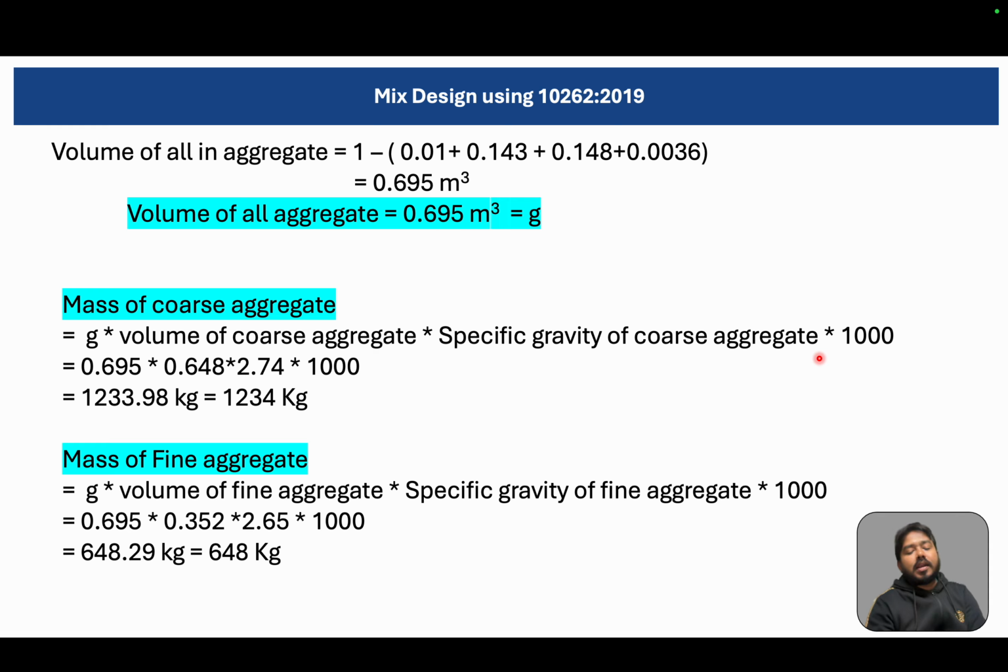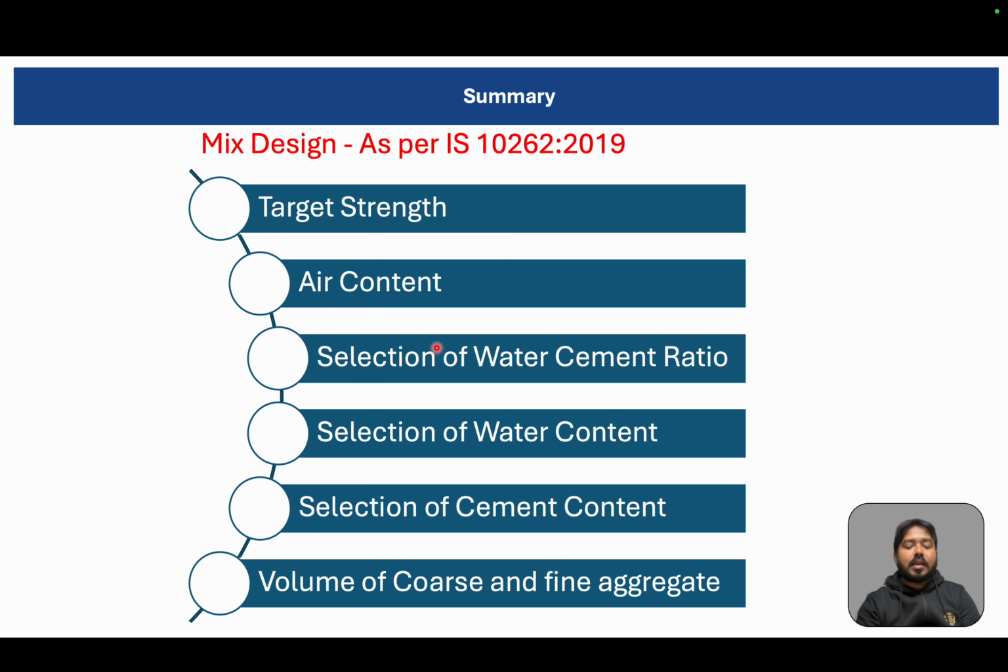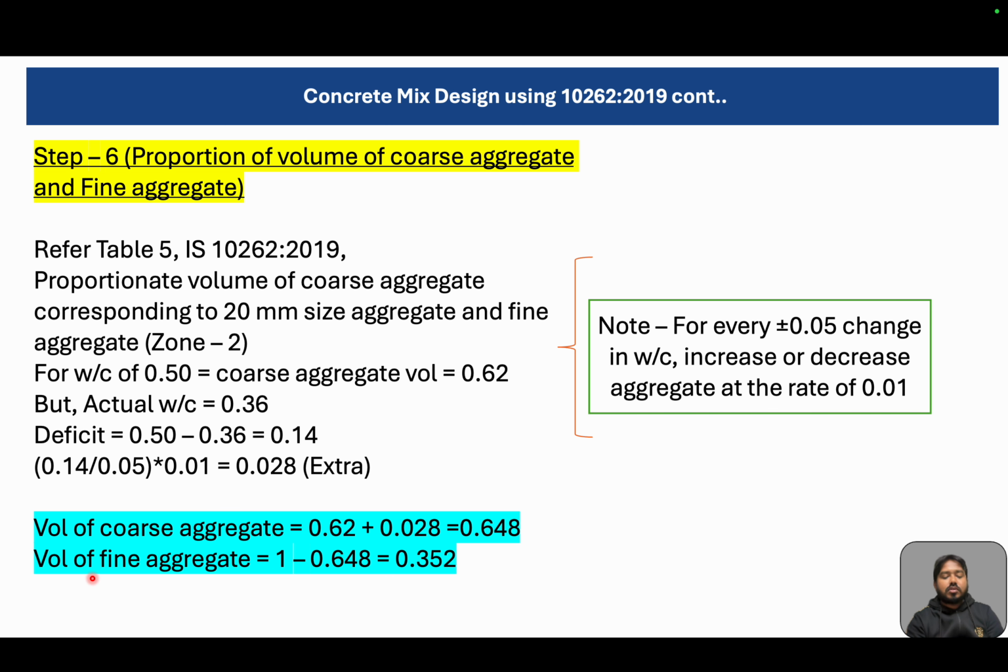So how do we calculate the coarse aggregate? The G value you have already identified is 0.695, so write the same value. And the volume of coarse aggregate, if you remember, you identified in the last slide. After summation of the extra aggregate plus the value you got from Table 5, you get the coarse aggregate as 0.648, and subtracting from 1, you get the fine aggregate as 0.352.